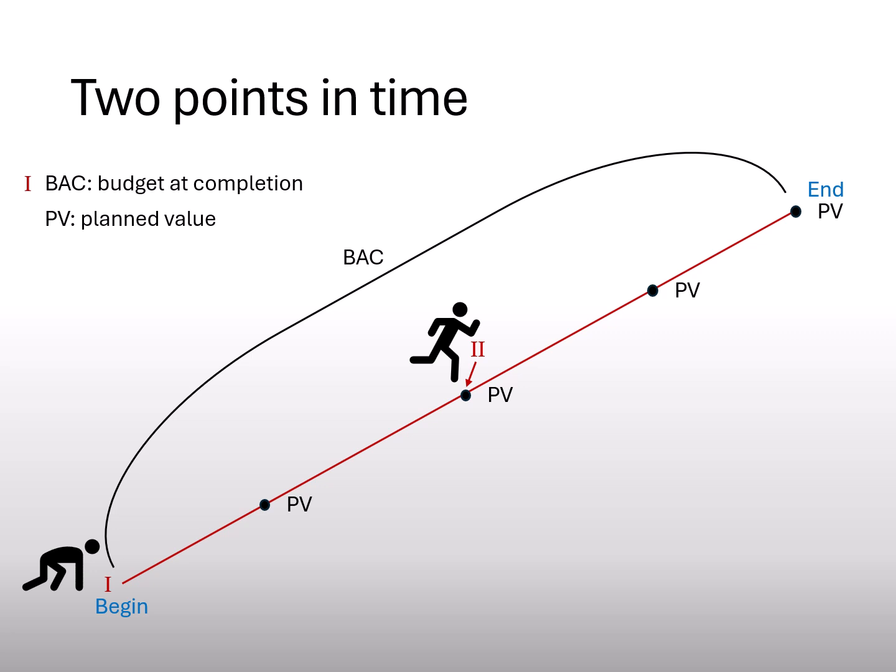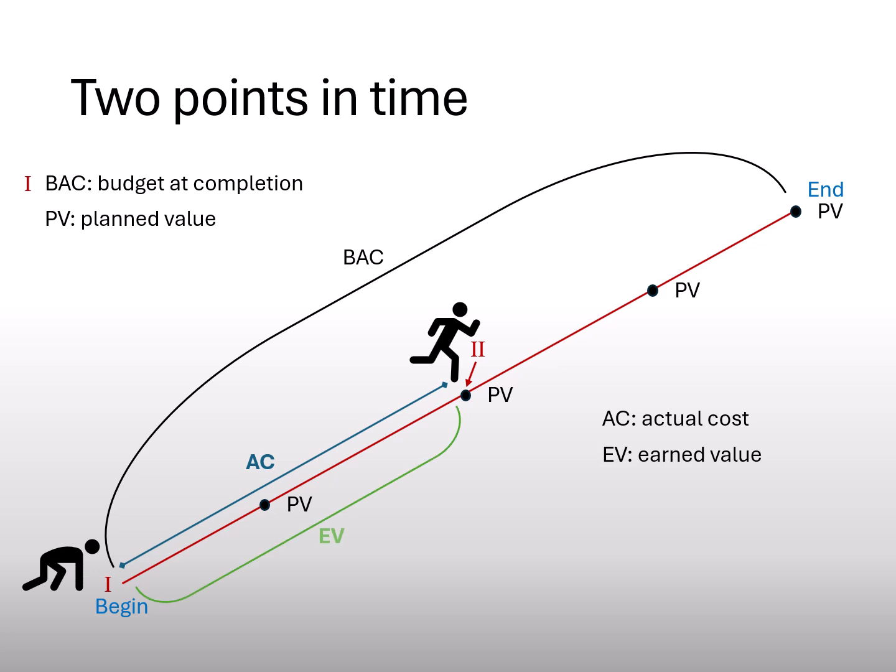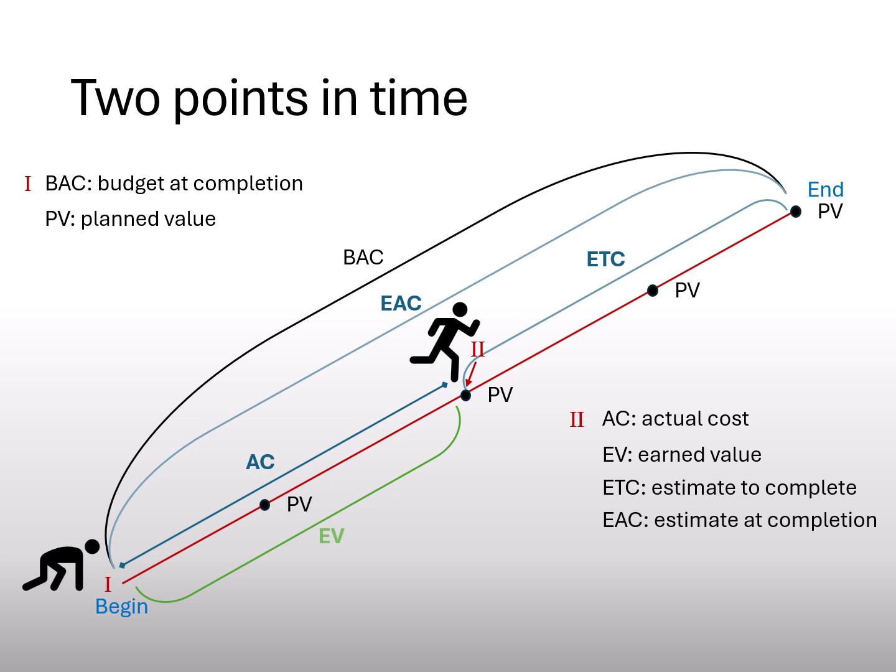If I look back, I can see what I spent, so the actual cost, AC, and also what I really made, the earned value, EV. And if I look forward, I could say I need to do A, B, C, etc. So I will call that ETC, estimate to complete. I could also refine the budget based on the actual spending, which I will then call EAC, estimate at completion.